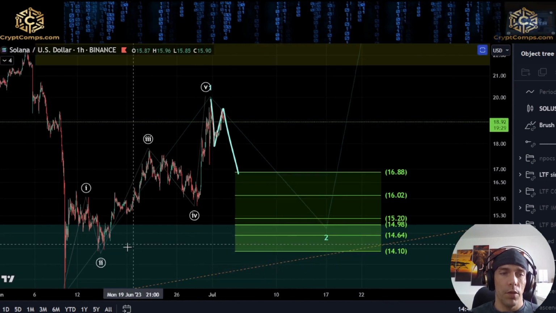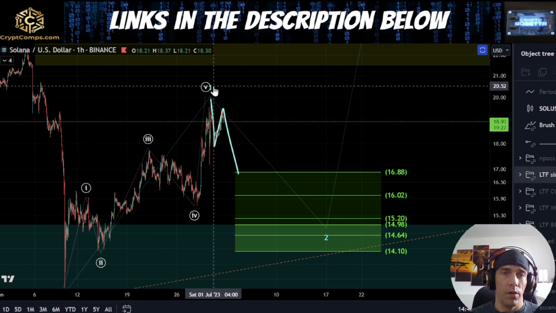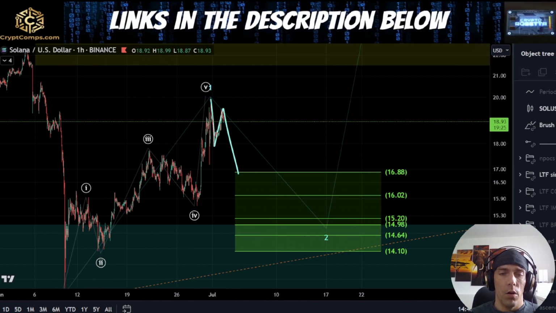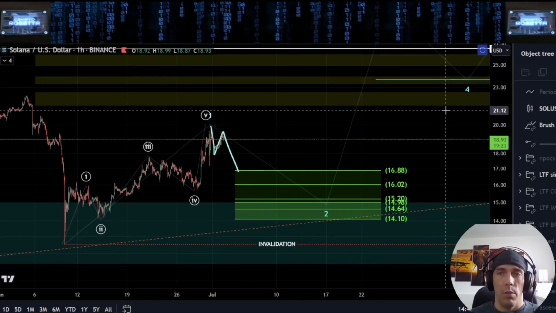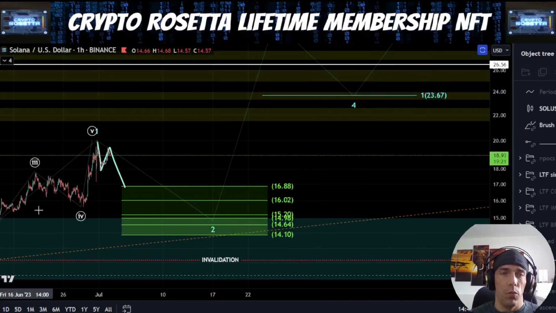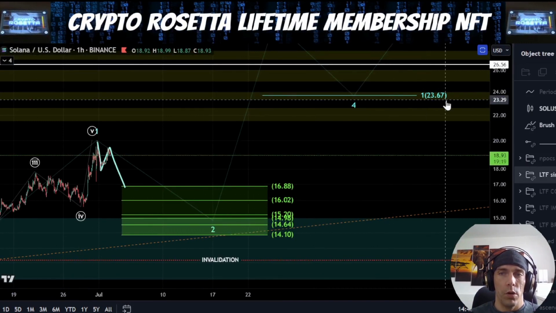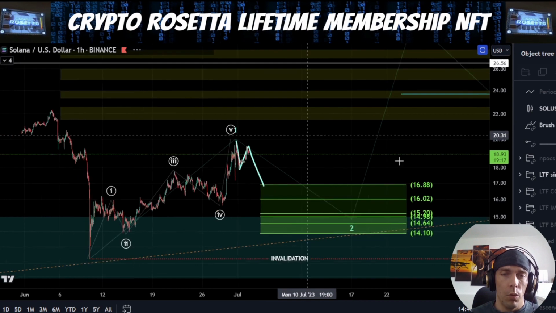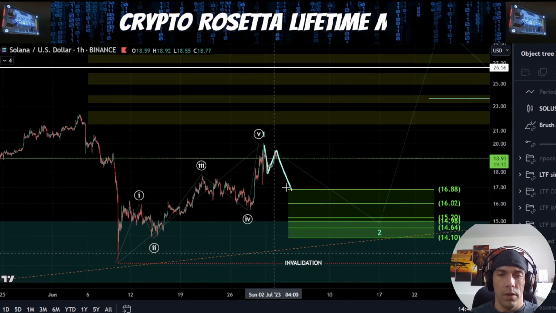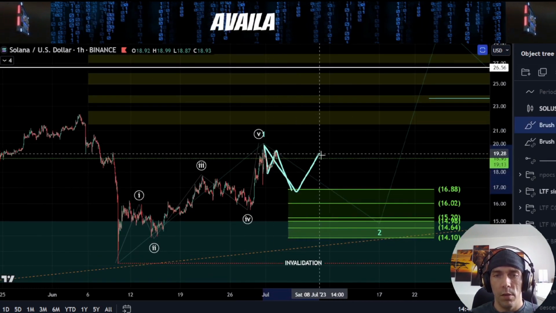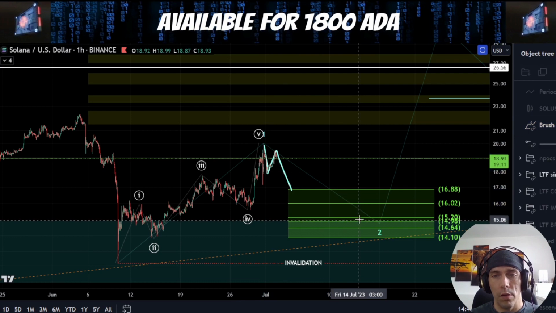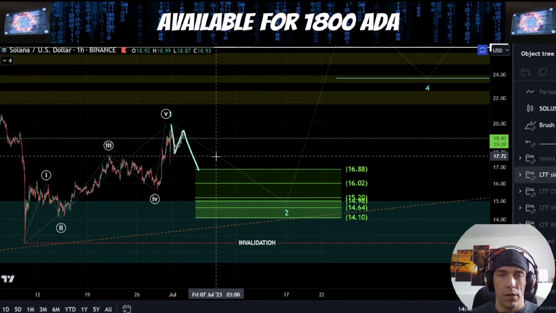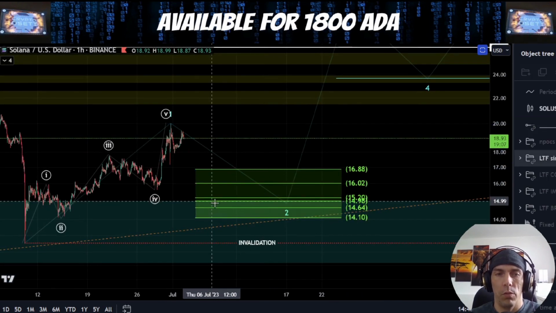Now, if we have something like this in place, where this is a wave 1 here, or an A wave, because it can be an A wave if we only get another move to the upside here towards this 23.67 level, what I would be looking for is that this whole move could become A, we see a B, and then we see this C wave come lower down here, looking to test out some of these lower levels within here.